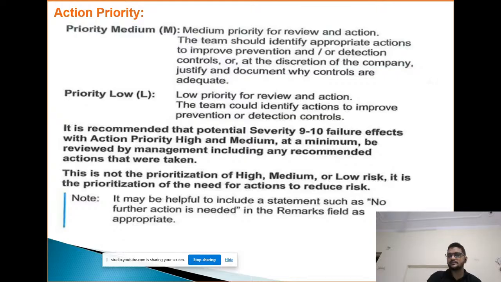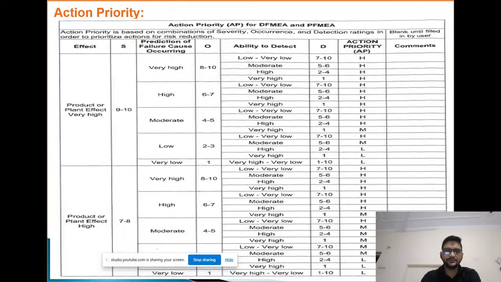This is not the prioritization of high, medium, or low risk. It is the prioritization of the need for action to reduce risk. We need action to reduce the risk. And it may be helpful to include a statement such as "no further action is needed" in the remarks field, as appropriate, if needed. Now, the action priority table for DFMEA and PFMEA.